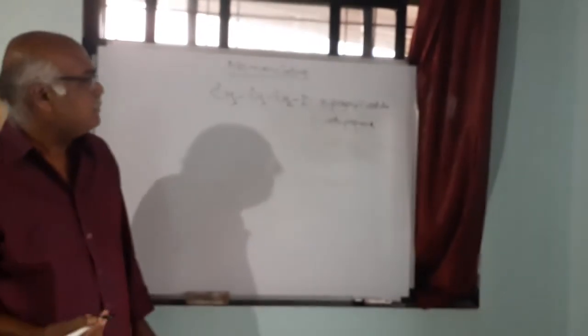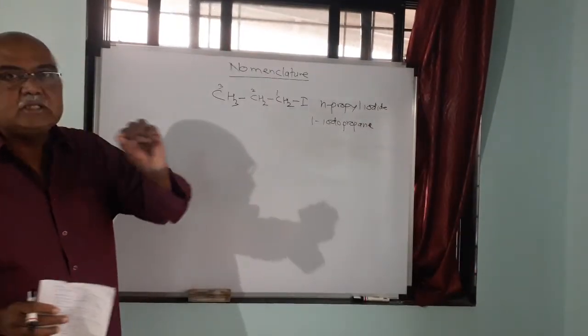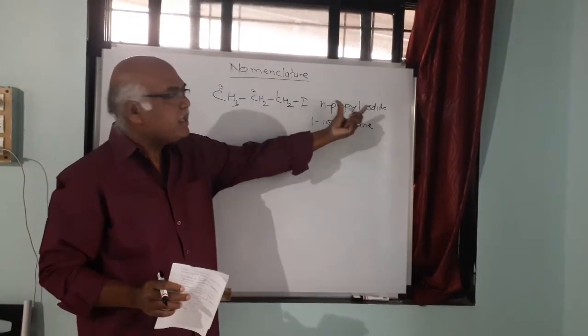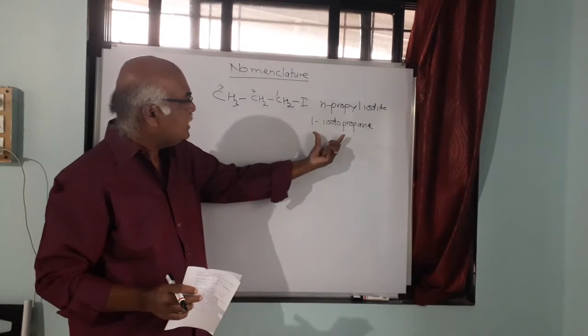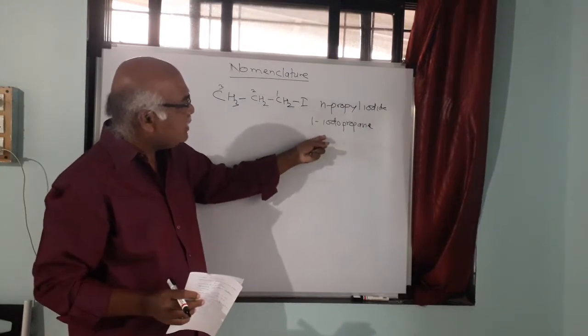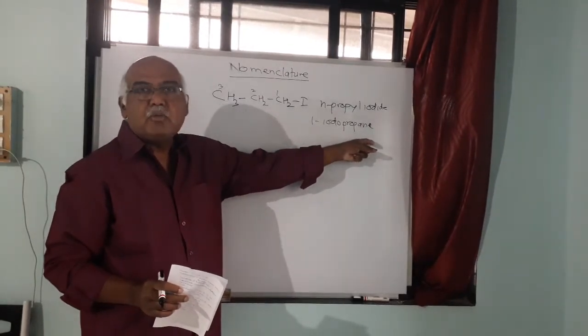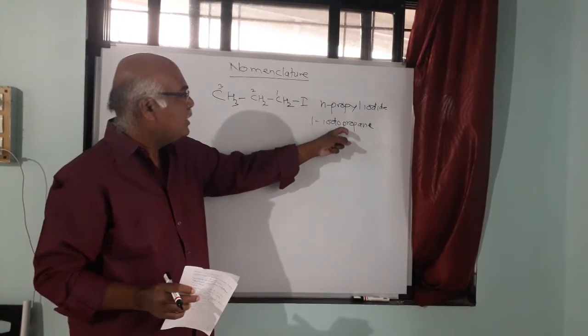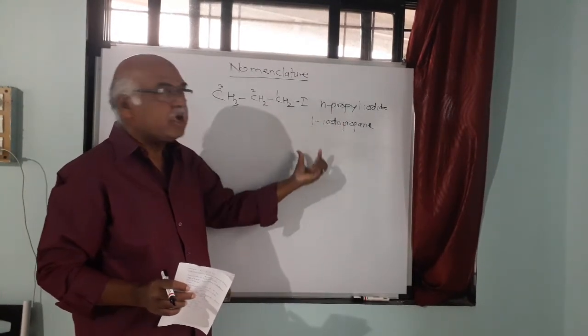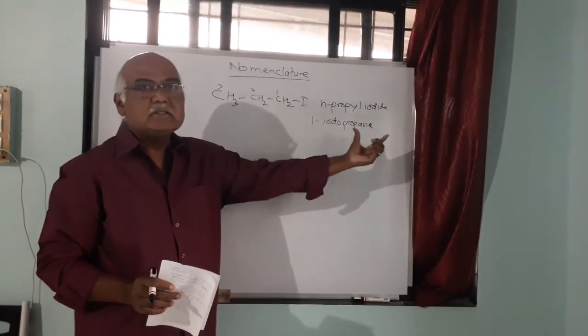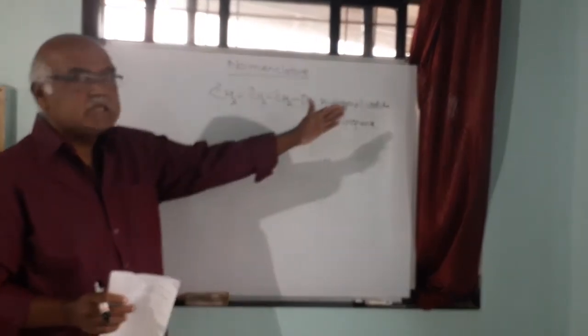Okay, this will be the name, and you have to see that when we wrote N-propyl iodide, I wrote propyl separate and iodide separate. But here in iodopropane, I have written it as one word. So you don't have to make a difference between iodo and propane. You have to write iodopropane in a straight way.